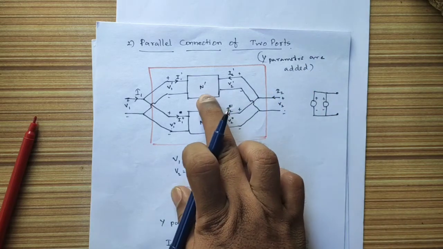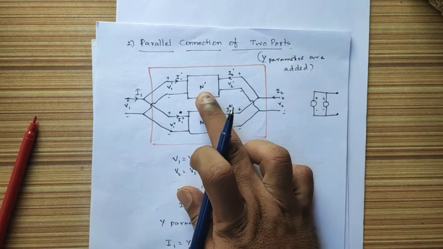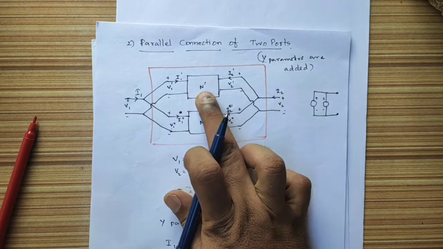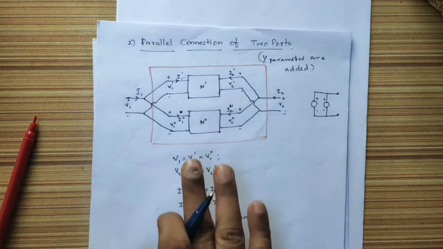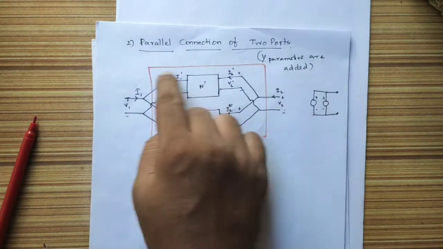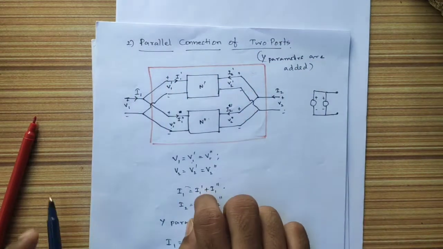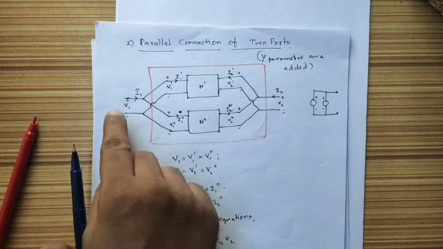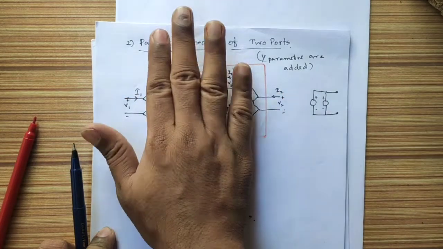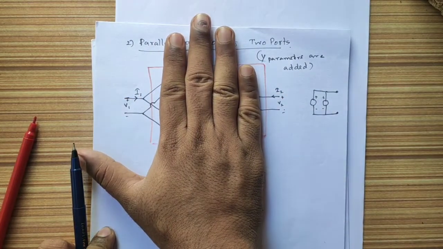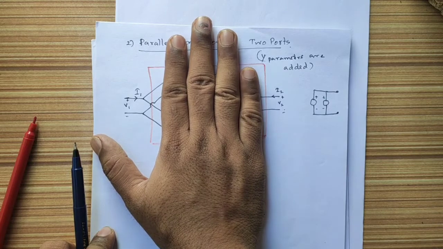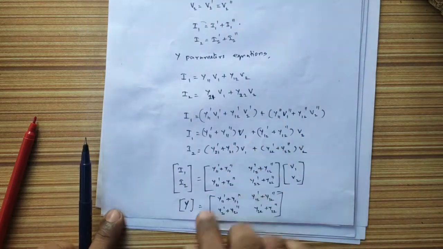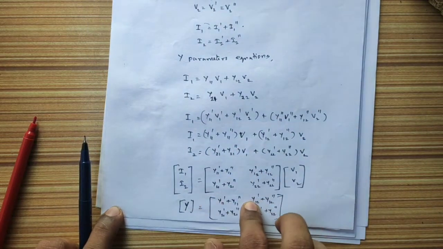So if I know the Y parameter matrix of N dash and of N double dash for the parallel connection, that is nothing but this red color box. Consider this as a single network which has V1, I1, V2, I2. We don't know what is inside. Now that is a new network. The resultant network will have the Y parameters equal to this one.